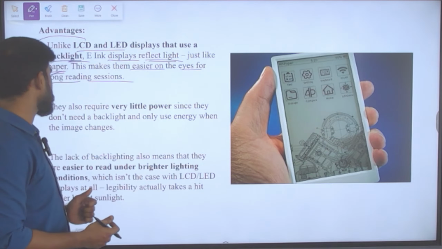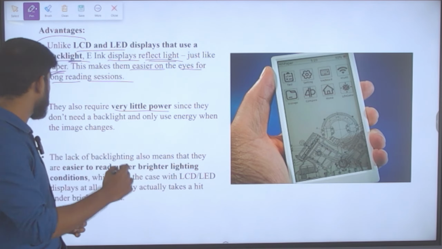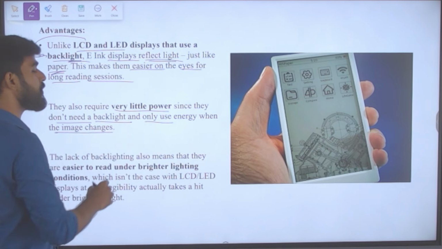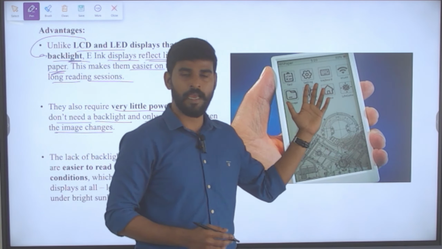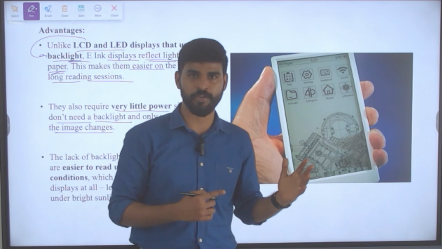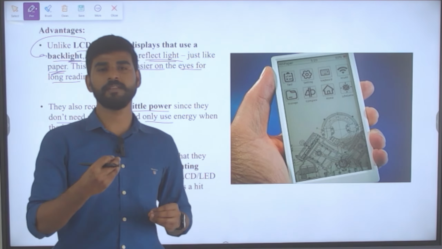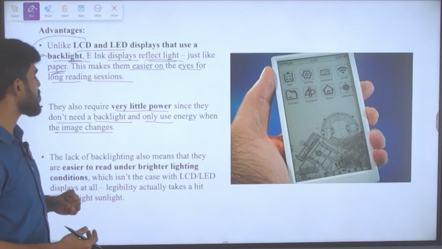Next, they also require very little power, since they do not need a backlight and only use energy when the image changes. If I fix an image in the display and do not change the image at all, then there won't be any loss of power. So power is saved here.